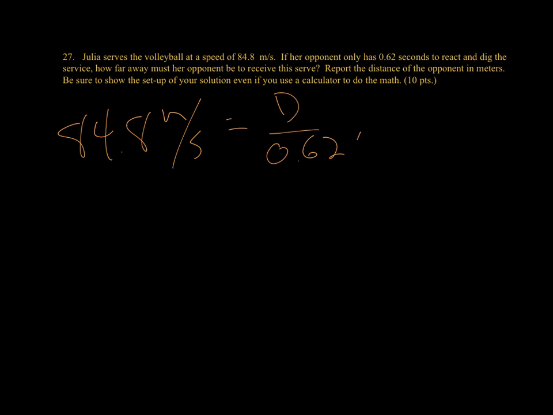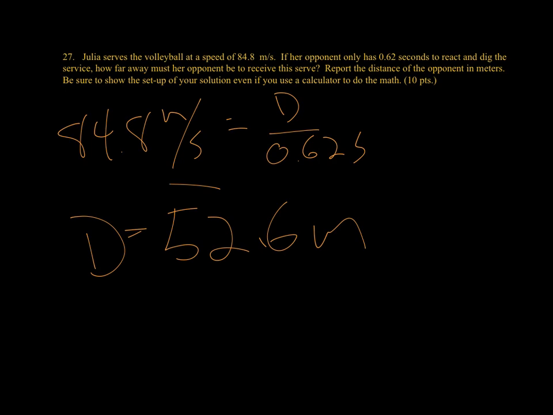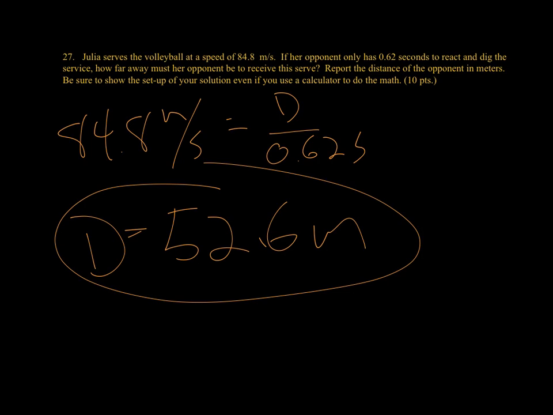Okay, here is another speed question, except this time we've got the speed and we've got the time. We want to know how far the ball traveled in that time. So since speed, 84.8 meters per second, equals distance over time, and the time is 0.62 seconds, well then what we would do is multiply both sides by 0.62, and then we would find that the distance equals 52.6 meters. When you multiply 84.8 by 0.62, that's what you get. That's pretty far to hit a volleyball, but that's the way the numbers work out.